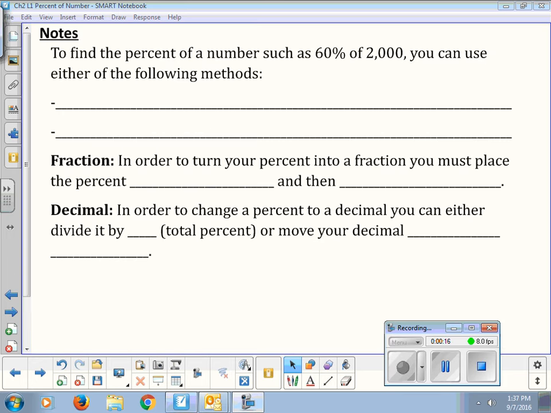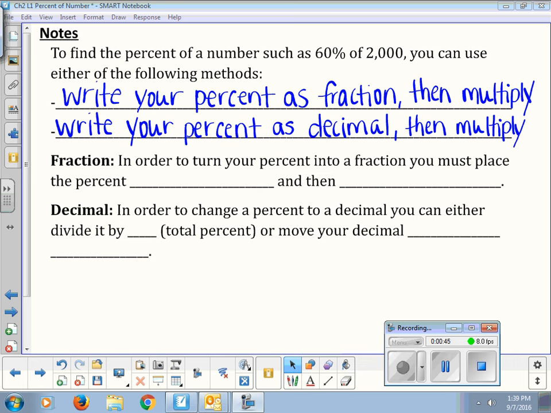Okay, for today's notes, there are two separate ways you can find the percent of a number. So, to find the percent of a number, such as 60% of 2,000, you can use either of the following methods. The first one is to write the percent as a fraction and then multiply. And your other one is to write your percent as a decimal and multiply. You are able to choose either of these two methods and find out which one you like to work with more, and then you can use that method.